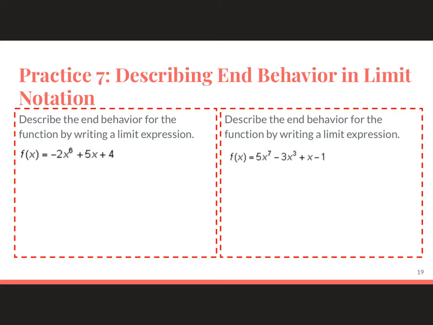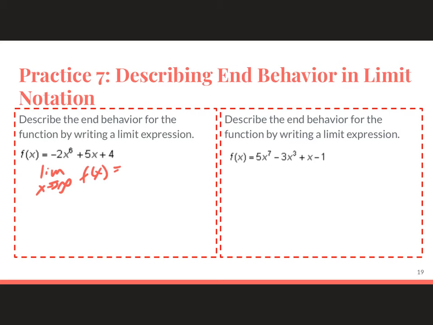Another thing that we can do is substitute in a really big number and see where our function is heading. So for f of x equals negative 2x to the 6th power plus 5x plus 4, we see the limit as x approaches infinity of f of x. You can graph this, but let's say you don't have a graphing calculator in front of you, you can still figure out this limit.